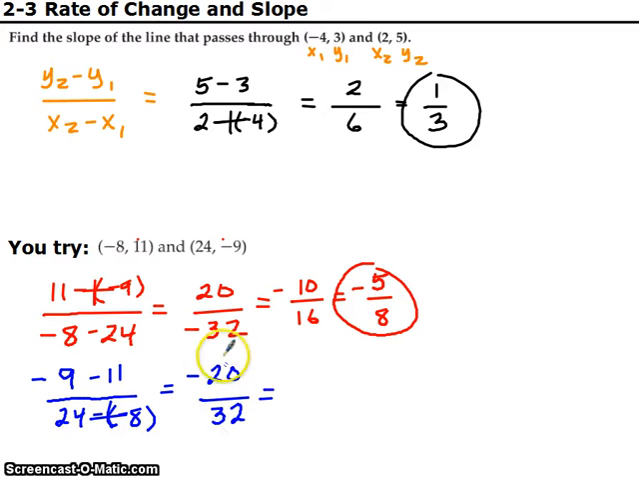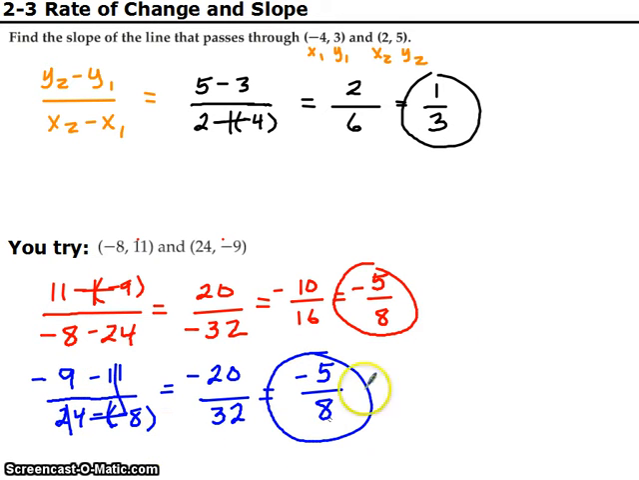Now I know I could have actually divided these by 4. 20 divided by 4 is negative 5. 32 divided by 4 is 8. And you see you get the same answer either way. So it doesn't matter as long as they're lined up on top of each other.